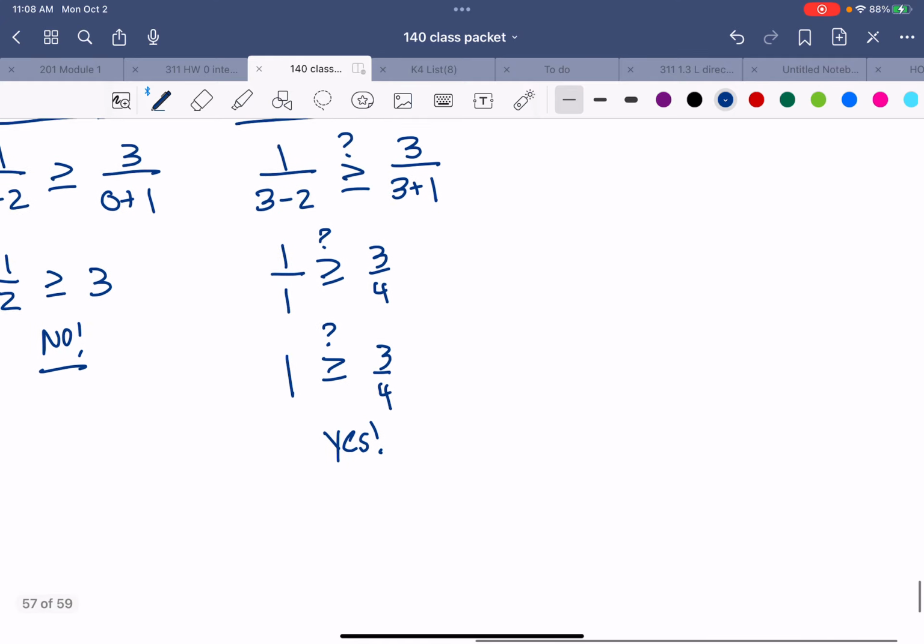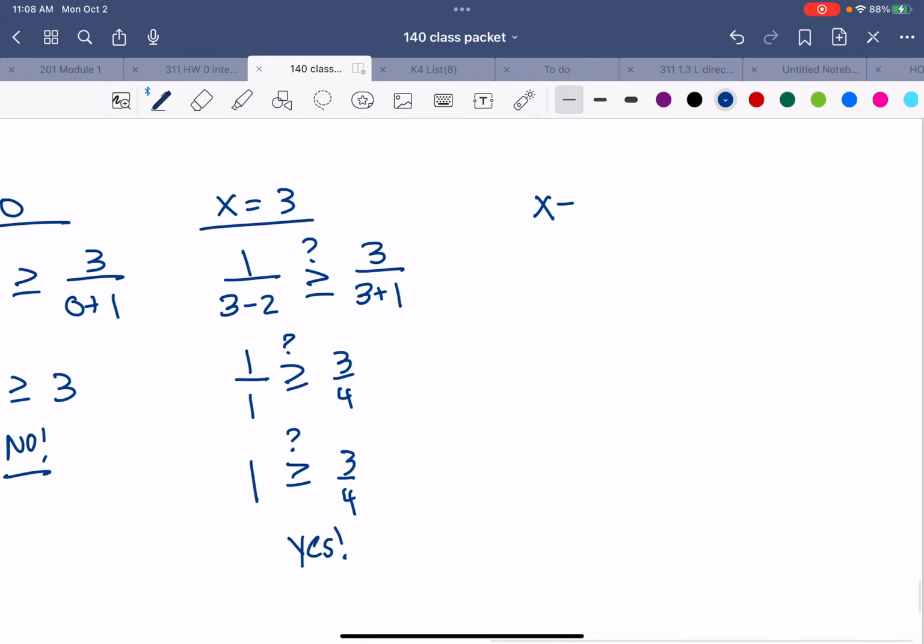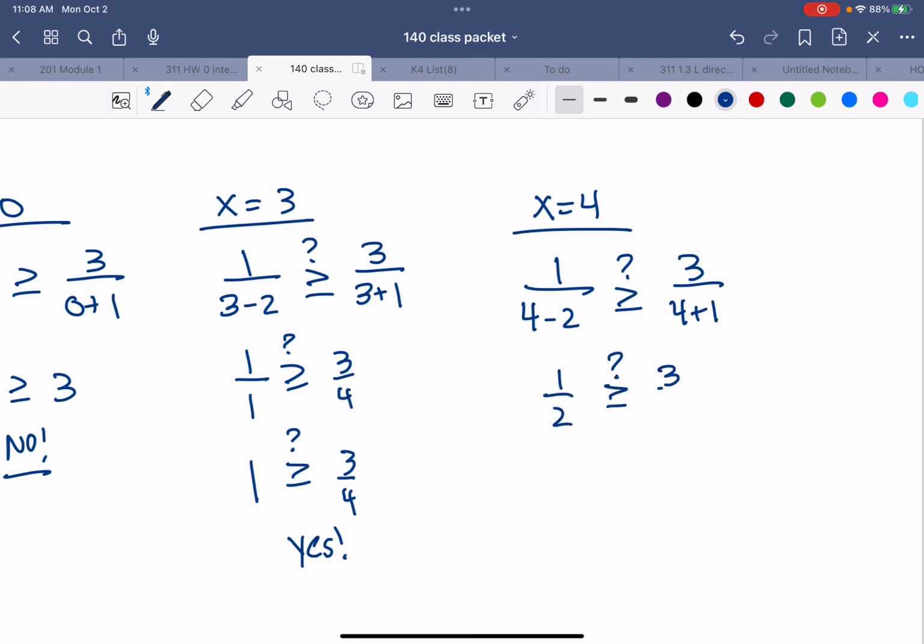And lastly, we're going to check x equals 4. 1 over 4 minus 2. Is it greater than 3 over 4 plus 1? This becomes 1/2, maybe greater than 3/5.